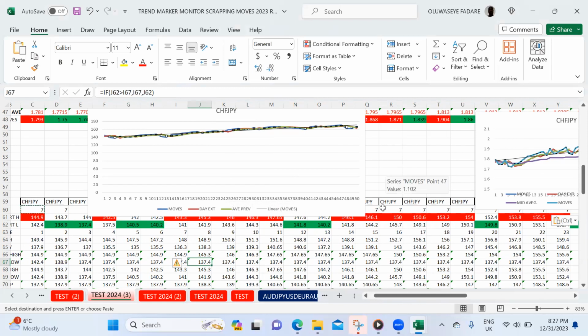So the trend marker monitor template, we'll be able to use it effectively in 2024 to see how it has helped us to predict the markets effectively and accurately. And then we'll be able to use that to know whether the market is in a buy trend or the market is in a sell trend.